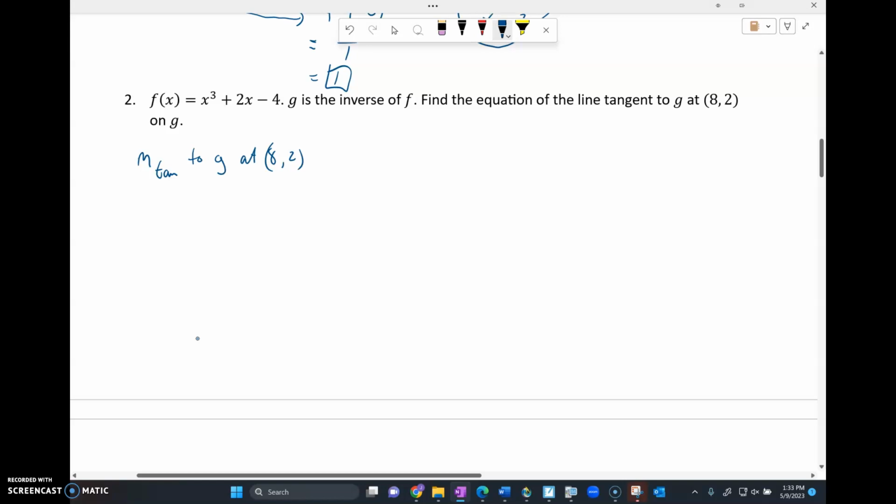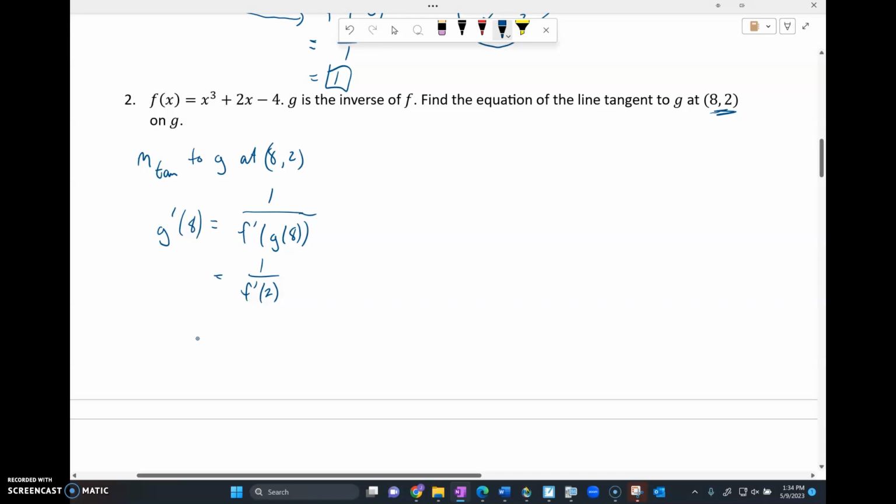Right? So we don't have g here, but we do know that g and f are going to be inverses of each other. So we can use the work that we did earlier to go ahead and say that essentially we want to find what g prime of 8 is. Right? So we know that's going to be 1 over f prime of g of 8. Right? And so in this problem, we actually are given g of 8 over here, which is just going to be 2. So this is essentially saying what is 1 over f prime of 2.